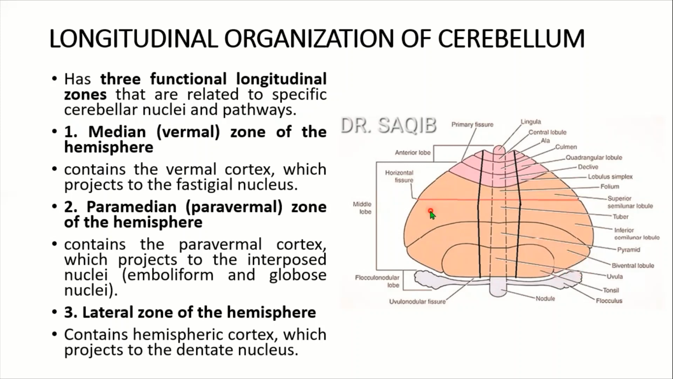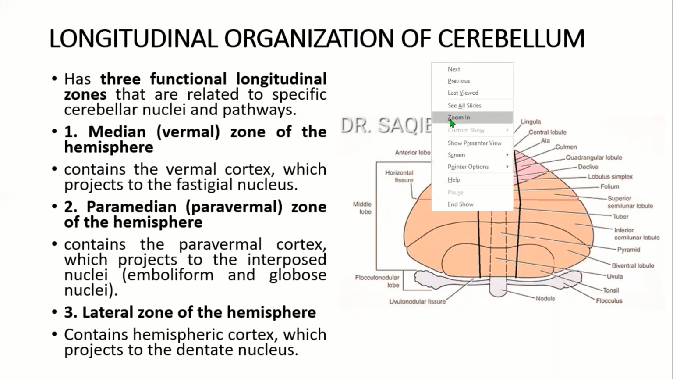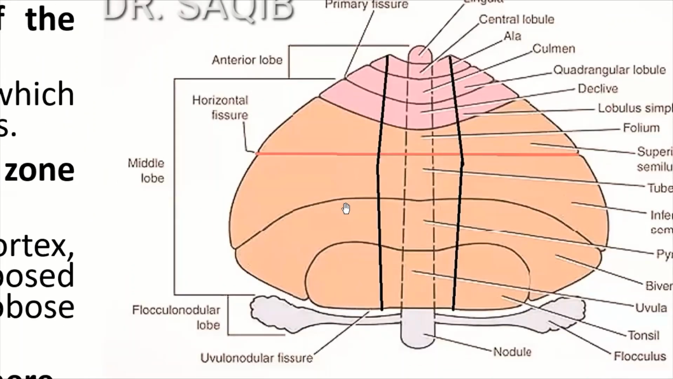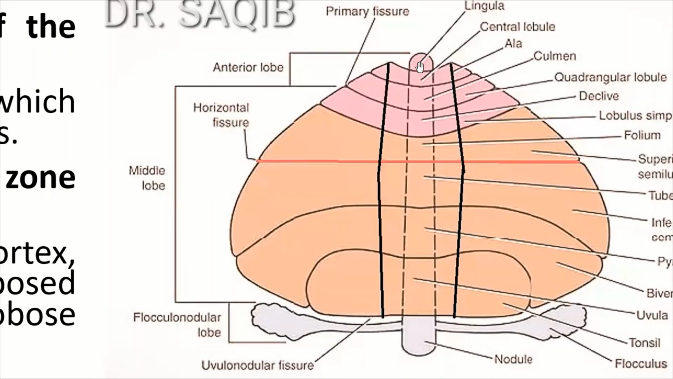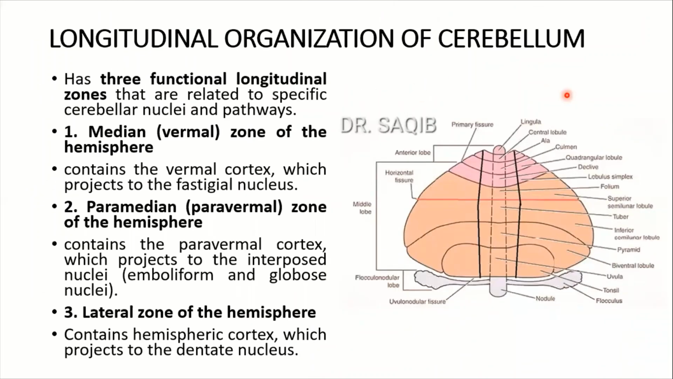So let's enlarge. This is the vermis and its various parts, which we'll discuss in the next slide. And this is the paravermis here and here on both sides. And this is the lateral cortex, the lateral lobe parts. These are the 3 parts of the longitudinal organization of the cerebellum: median zone, paramedian, and the lateral zone, right?